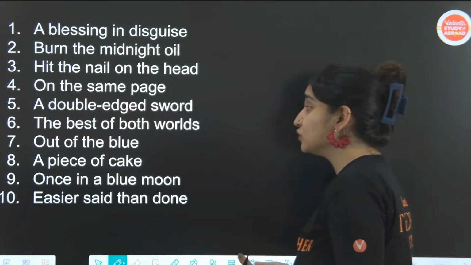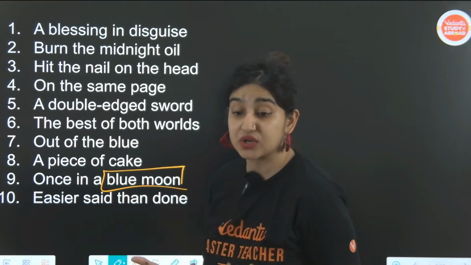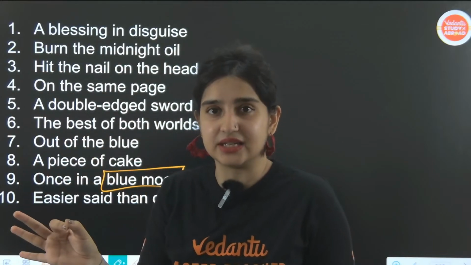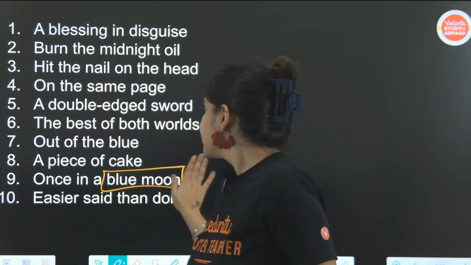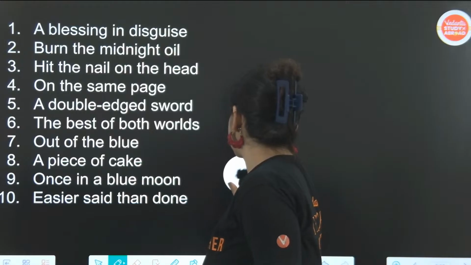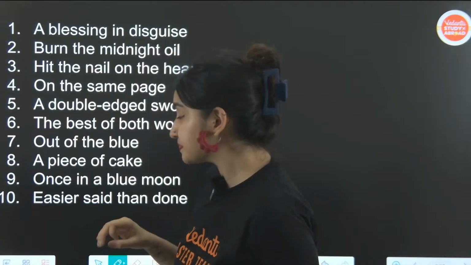9th is once in a blue moon. So what is once in a blue moon? It's a very rare occurrence, right? It's not something you see every day. So when something happens rarely, that's it happening once in a blue moon. And a lot of times we use this idiom with a hint of sarcasm, right? Like, he cleans his room once in a blue moon.